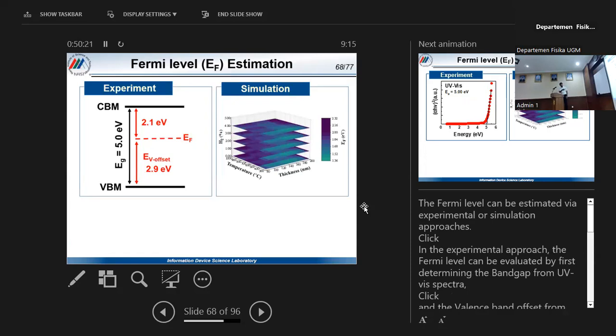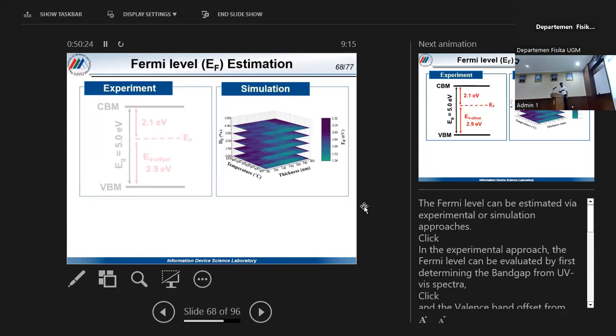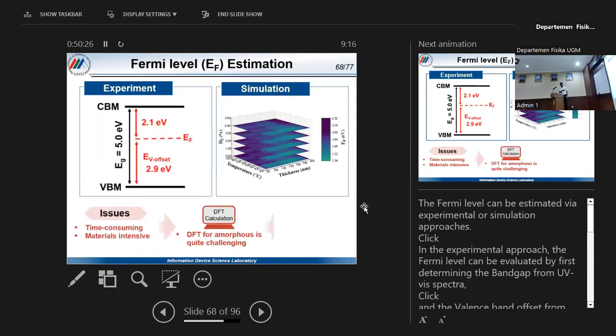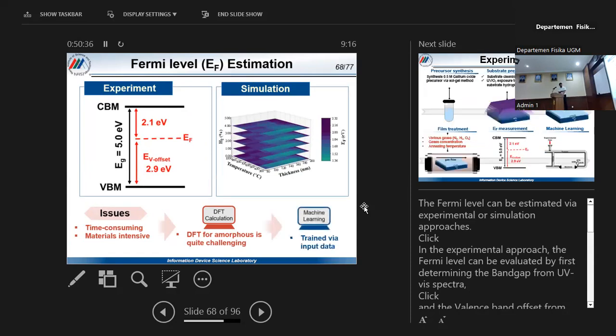You can also do simulation. So for example, for simulation, you can do DFT. But DFT for amorphous is very challenging or impossible. So another method will be machine learning. So we train the machine via the experimental input from various input data, from literature or from experimental data.